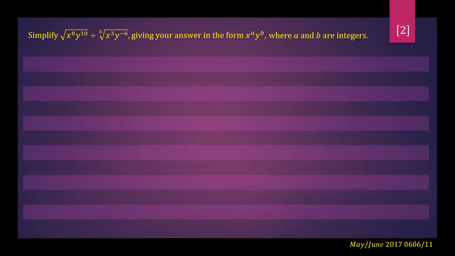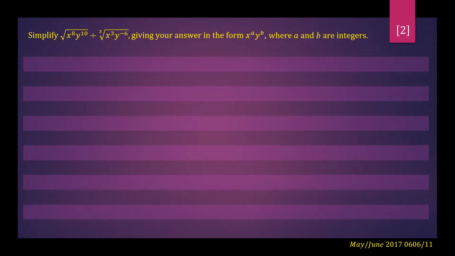I think we want to simplify the square root of x to the power 8, y to the power 10, divided by the cube root of x cubed, multiplied by y to the power negative 6, giving your answer in the form x to the power a, y to the power b, where a and b are integers.